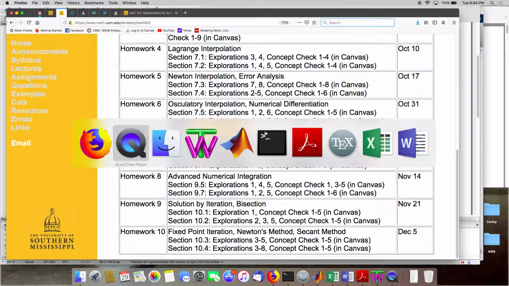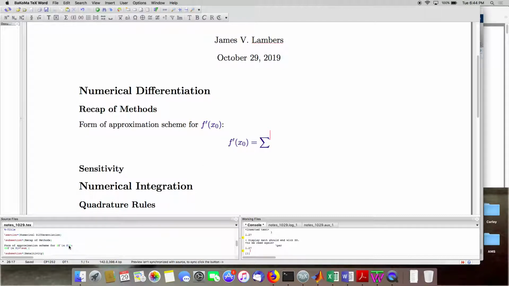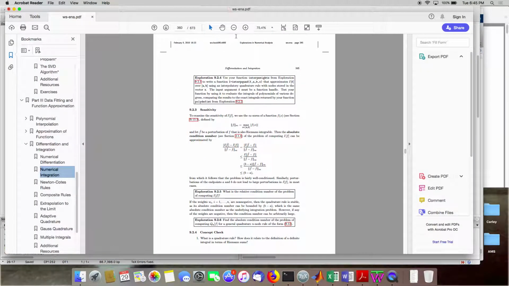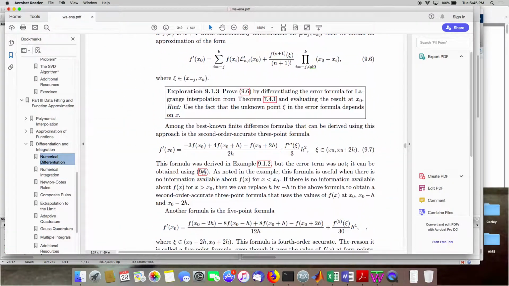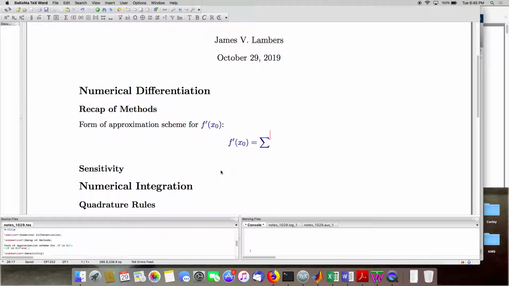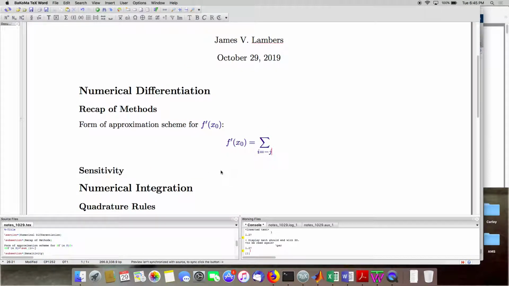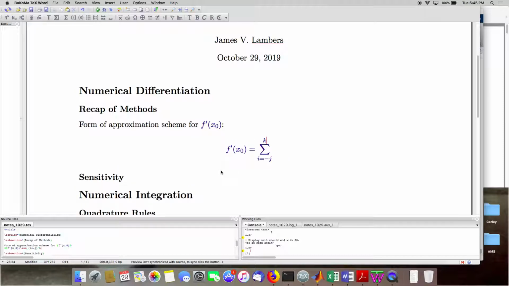Okay. Now, just to recap, methods for approximating derivatives. I need to make sure my notation is consistent with the book. Okay, all right, minus j. The sum over i equals minus j to k of c_i f of x_i. All right, now we want a derivative at x naught.